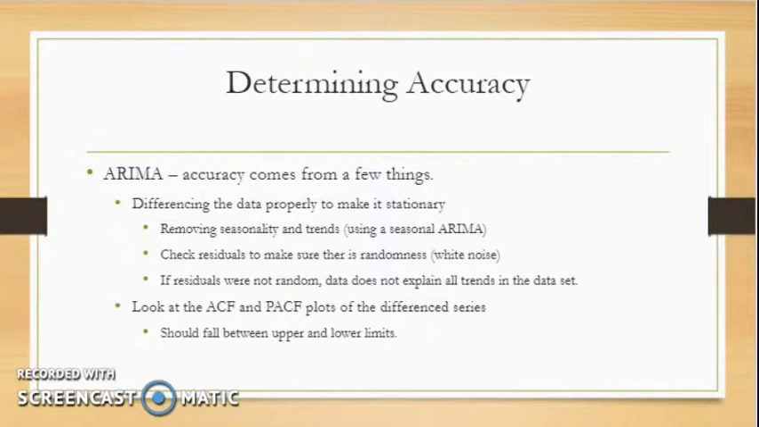We also want to check the residuals, the residual chart, to make sure there's randomness, white noise, because if it's not random, that means the model does not explain all the trends in the data set. Lastly, we want to look at the ACF and PACF plots of the different series, and they should fall between the upper and lower limits. If not, the data might have to be differenced again, or there may be some other adjustment that needs to be made.